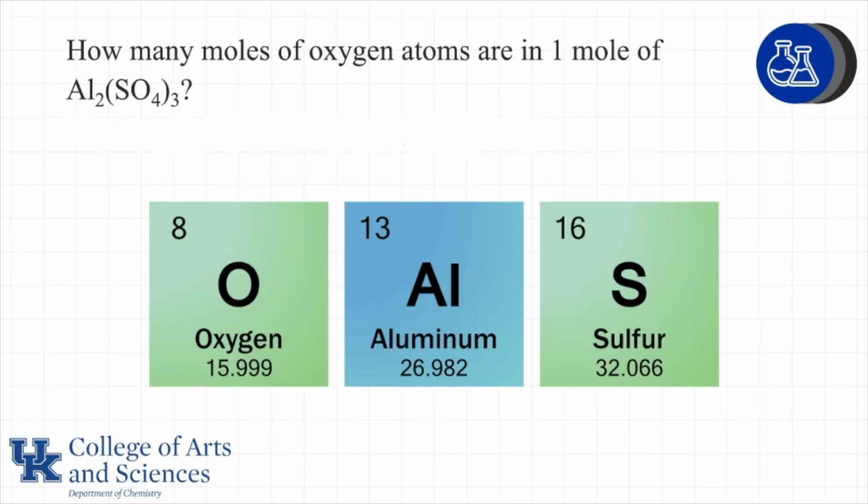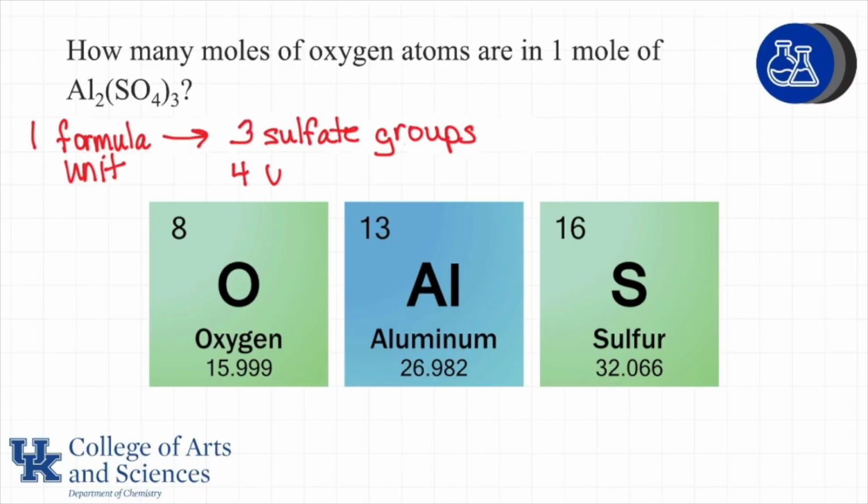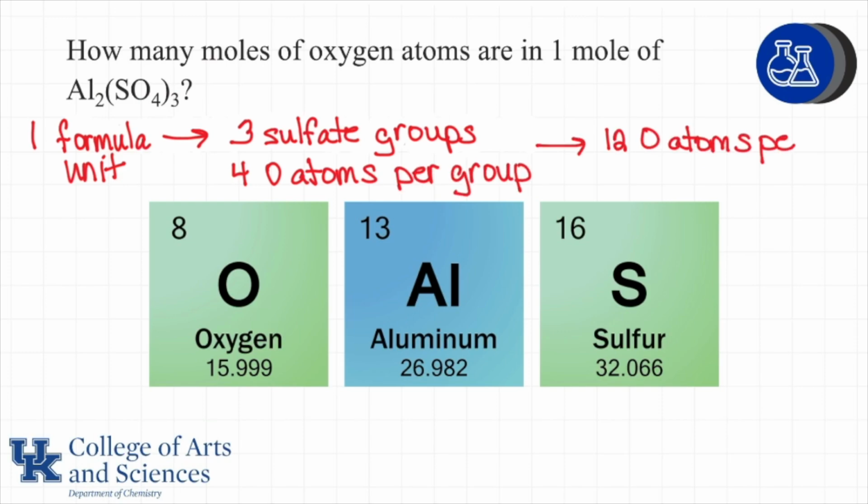How many moles of oxygen atoms are in 1 mole of aluminum sulfate? We know we have 1 formula unit. Remember, we use that term kind of interchangeably with molecule, but to be correct, we should call it a formula unit. We have 3 sulfate groups, and every group has 4 oxygen atoms. Therefore, there are 12 oxygen atoms per formula unit of aluminum sulfate.